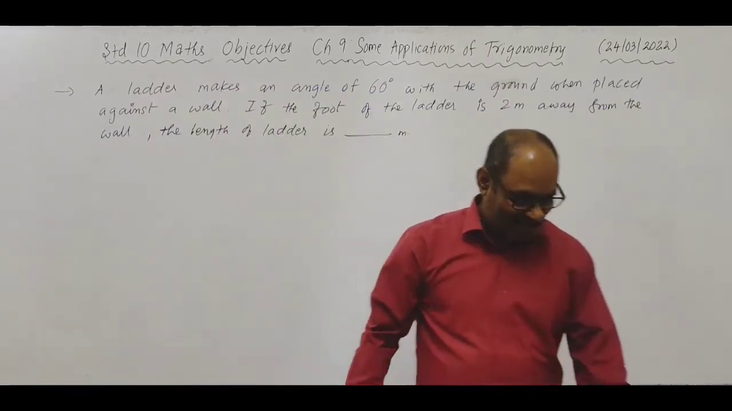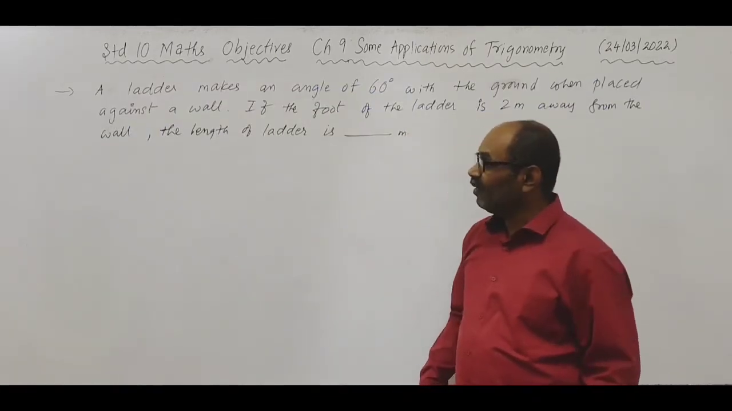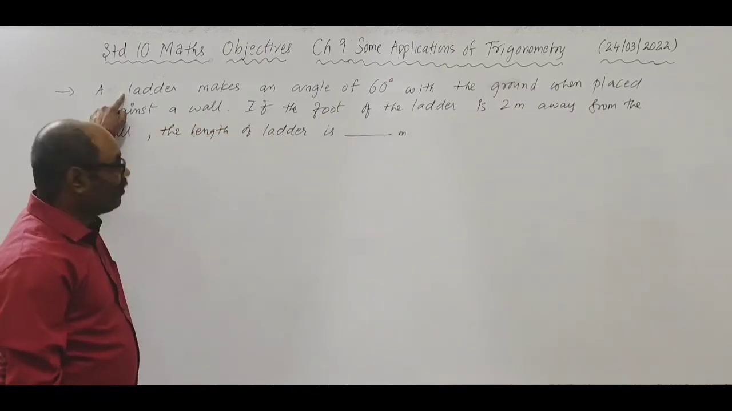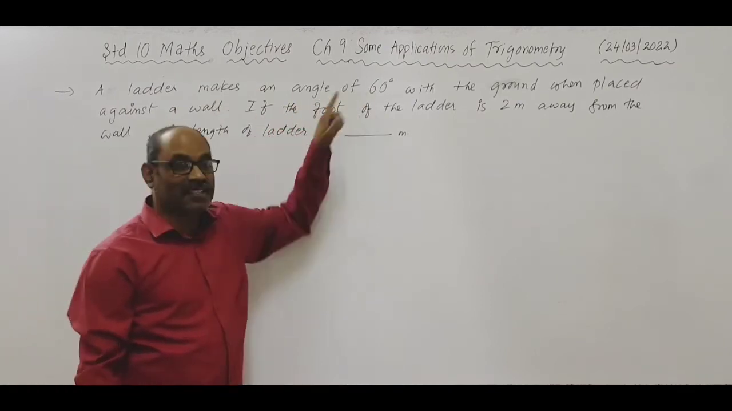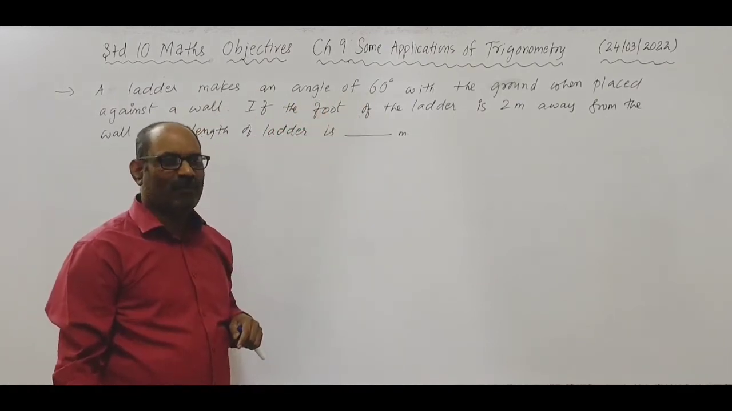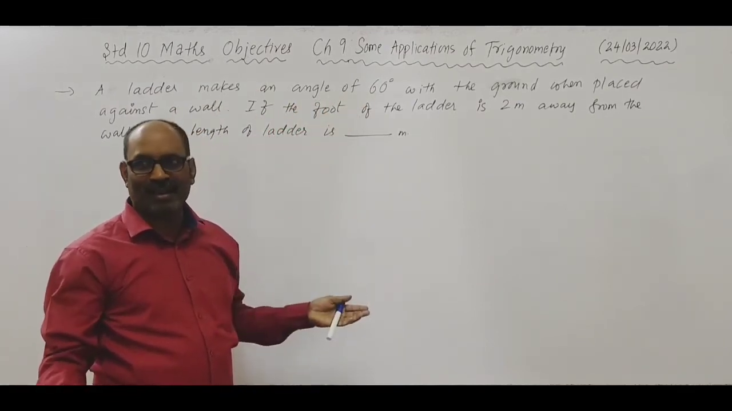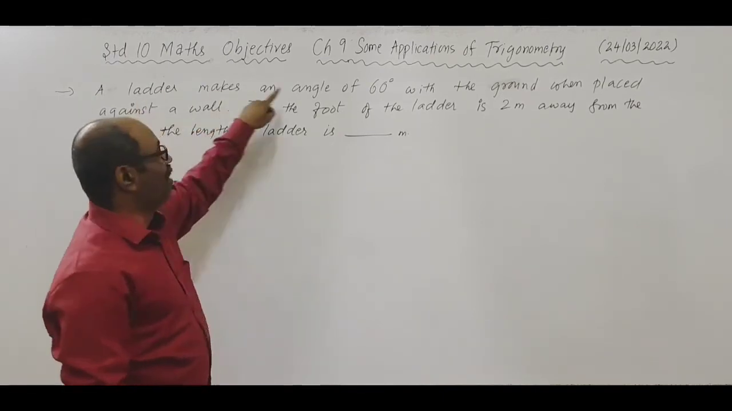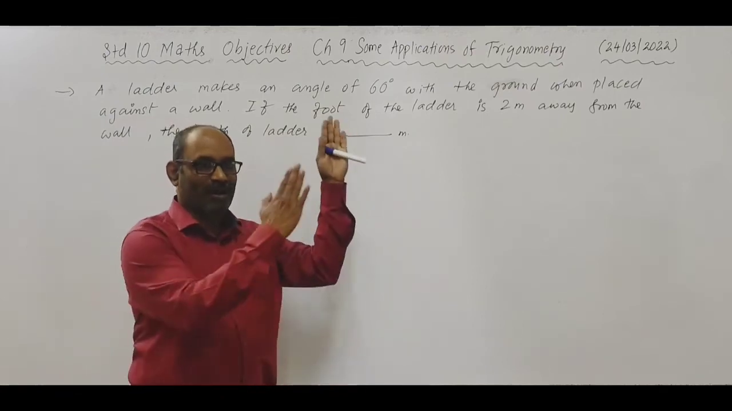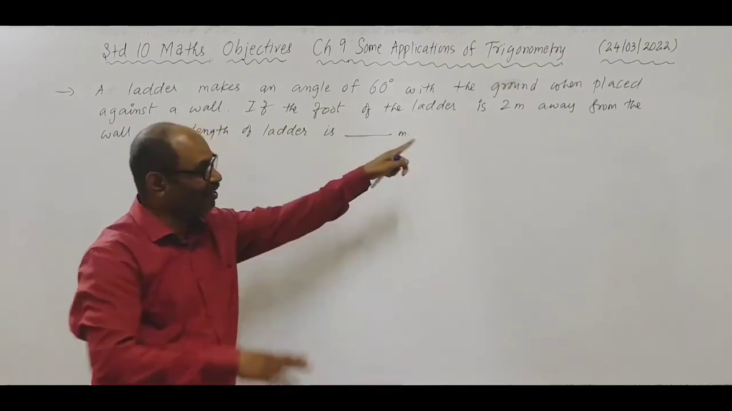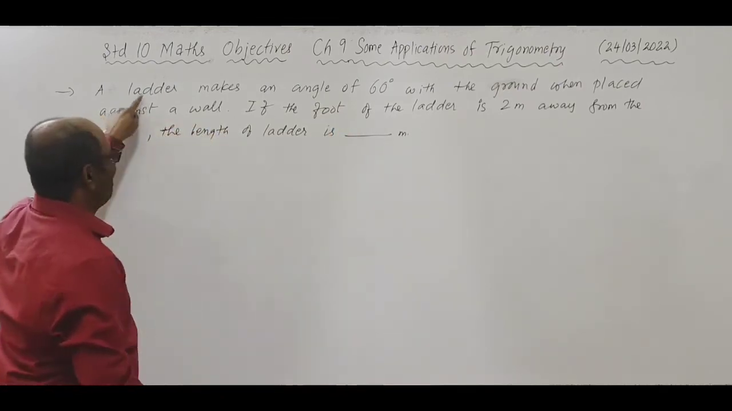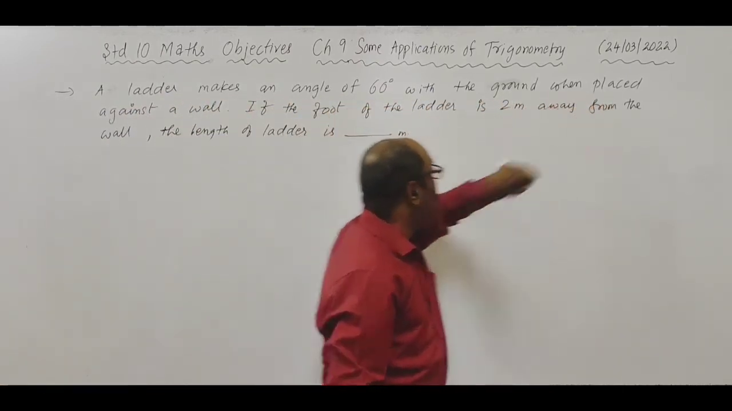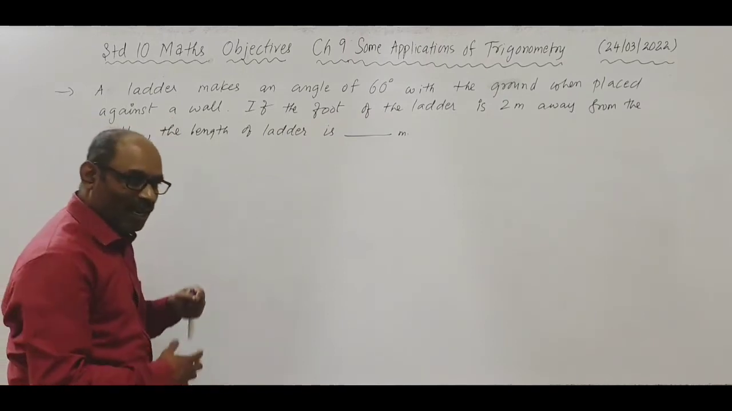So here is the next one, children. Simple. A ladder makes an angle of 60 with the ground. And of course, where should the ladder rest? On the wall. Of course, if there is a jar, you can place it on a jar also, but further here it is given: a ladder makes an angle of 60 degree with the ground when placed against a wall.